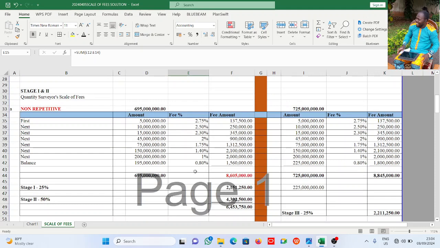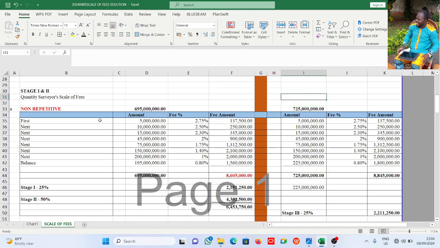Stage 1 basically is 25%. The professionals will be paid 25%. Stage 2 is to be paid 50%. Stage 3 is to be paid 25%. I just said stage 1 is paid 25, stage 2, that's the execution phase, is paid 50, and in stage 3 he's paid 25. That gives us 100 altogether.